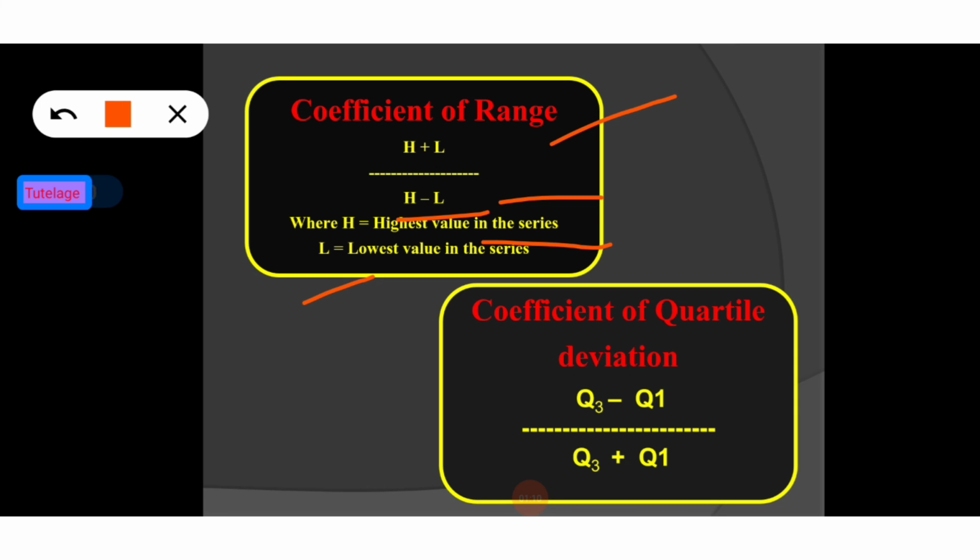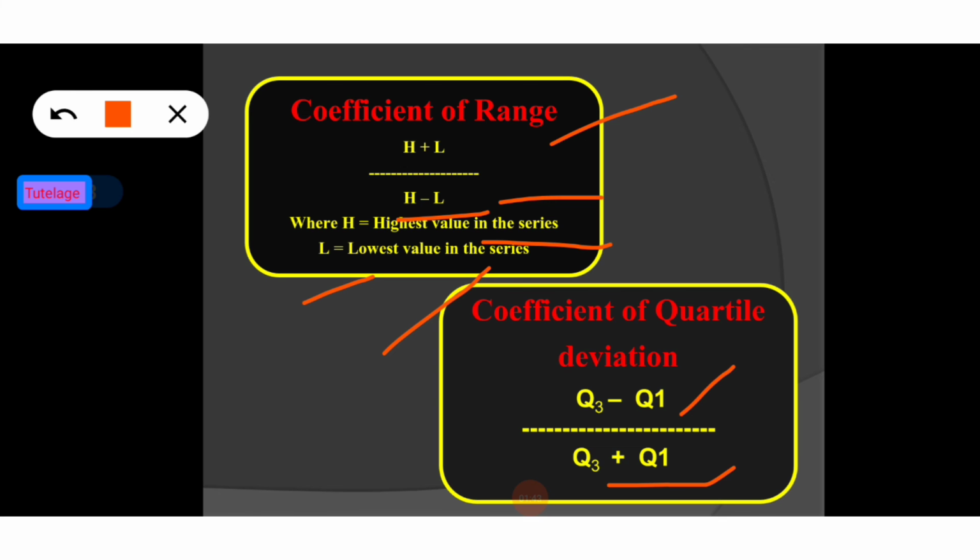Now going to the next way of the relative measures of dispersion, that is coefficient of quartile deviation. Q3 we have already known. Q3 is the third quartile and Q1 is the first quartile. So the formula of the coefficient of quartile deviation is Q3 minus Q1 divided by Q3 plus Q1. I think the formula is clear, and it will be more clear when we use an example.